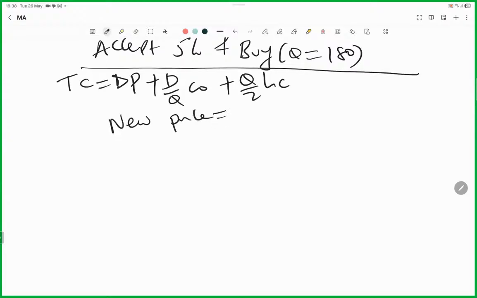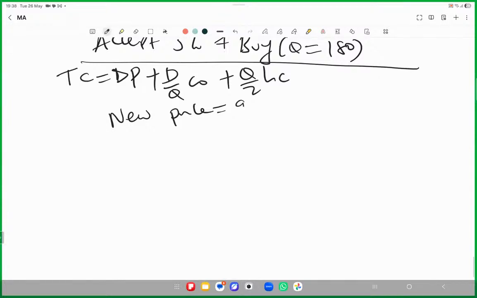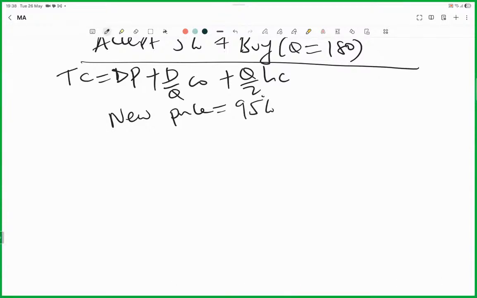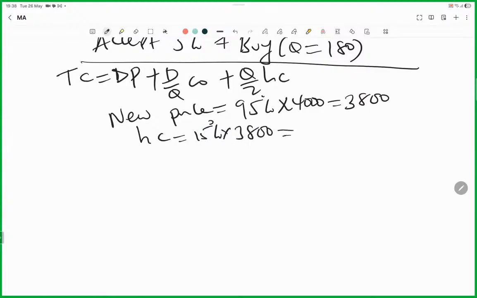What times what? 95%. Because 5% is knocked off 4,000, which gave you what figure? 3,800. Thank you so much. If the price changes, holding cost will change, which will end up giving me what figure? 570.